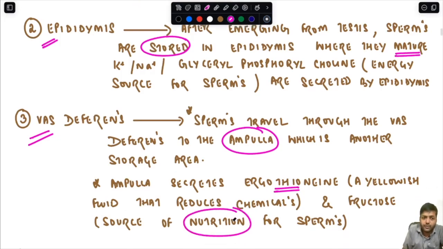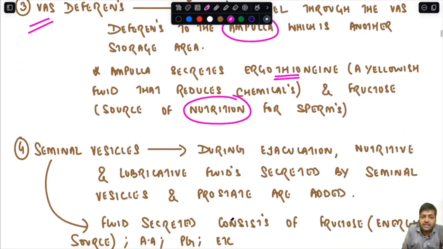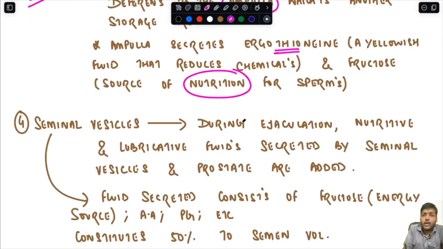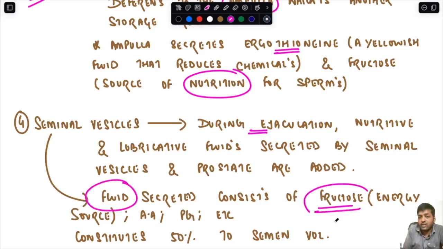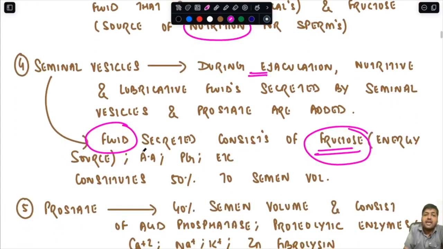the sperms. Okay. Now the seminal vesicles, if you see, during ejaculation, the nutritive and lubricative fluids secreted by the seminal vesicles and prostate are added. So the seminal vesicles, the fluid secreted consists mainly of fructose. So fructose majorly is coming from the seminal vesicles, which is an energy source. As well as they secrete amino acids, prostaglandins, etc. They constitute 50% of the seminal volume, as we have already seen.